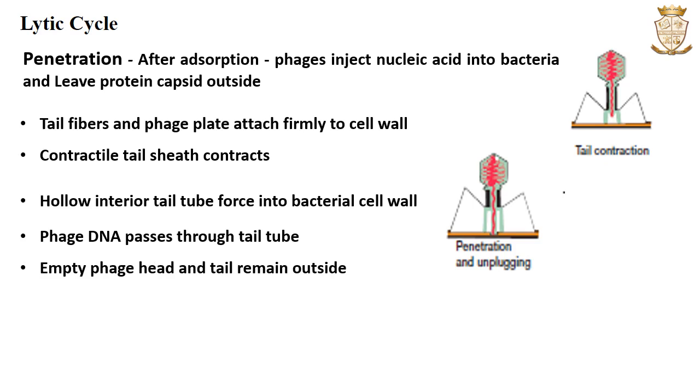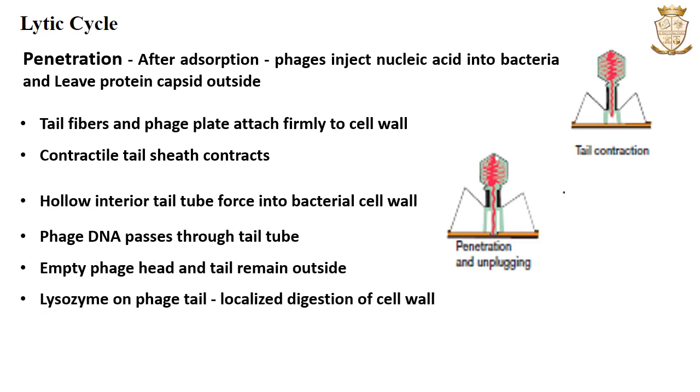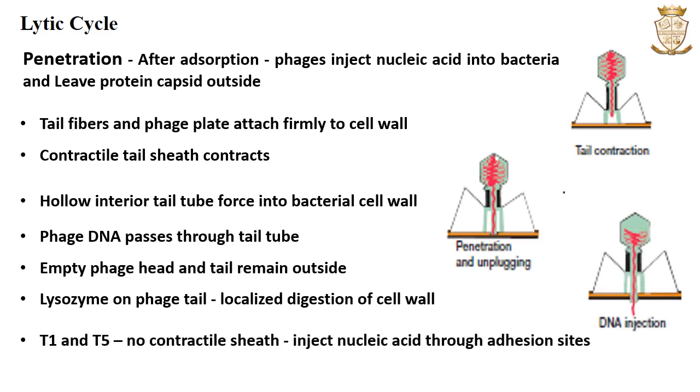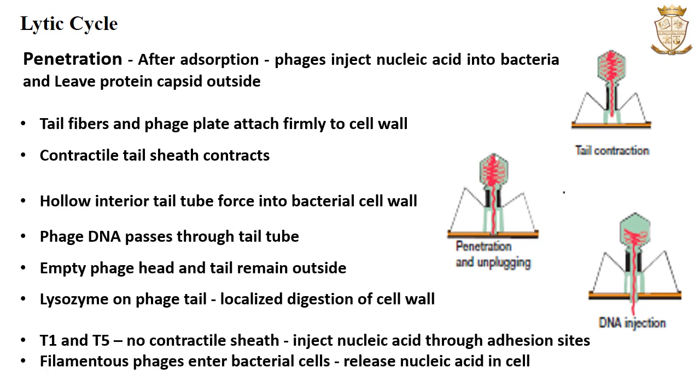Penetration is facilitated by the presence of lysozyme on the phage tail. Lysozyme will cause localized digestion of the bacterial cell wall surfaces. Some phages, such as T1 and T5 phages, do not have the contractile sheath, so they inject their nucleic acid through adhesion sites between the inner and outer membranes of the bacterial cell wall. Filamentous phages and rod-shaped bacteriophages enter directly into the bacterial cell and then release the DNA into the bacterial cytoplasm.